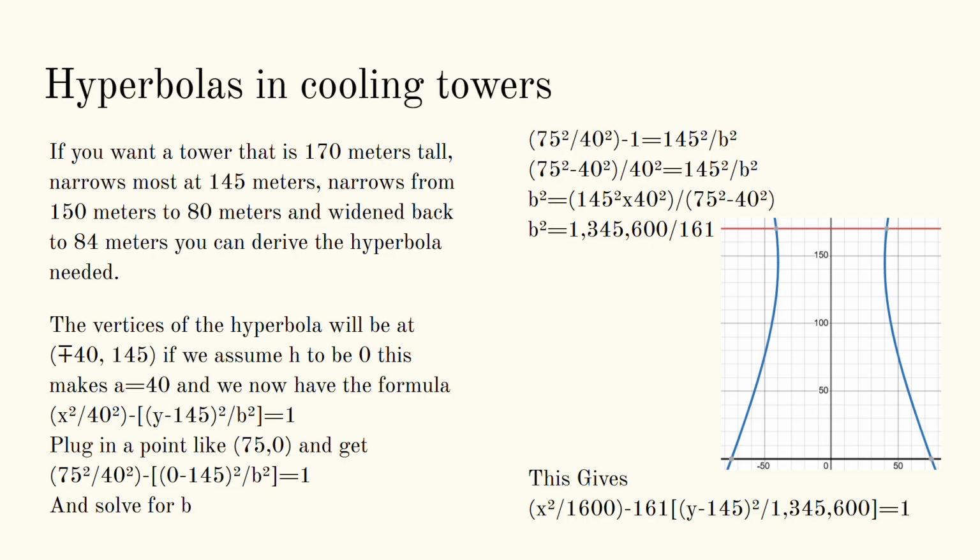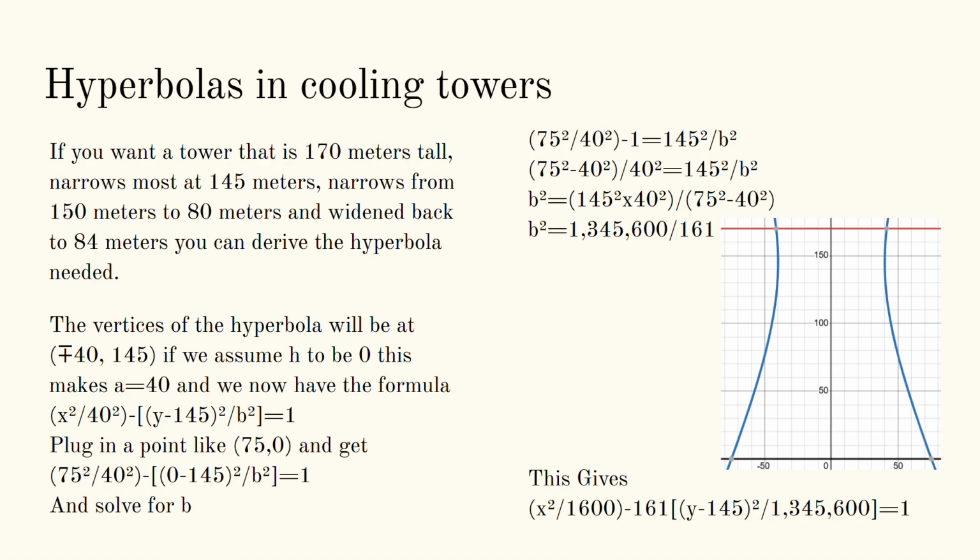In this case, if it needs to be 80 meters wide, you need to take plus or minus 40 at 145 meters up. So you can set 2 points on this graph to be plus or minus 40, 145. This will give you the vertices of your graph.